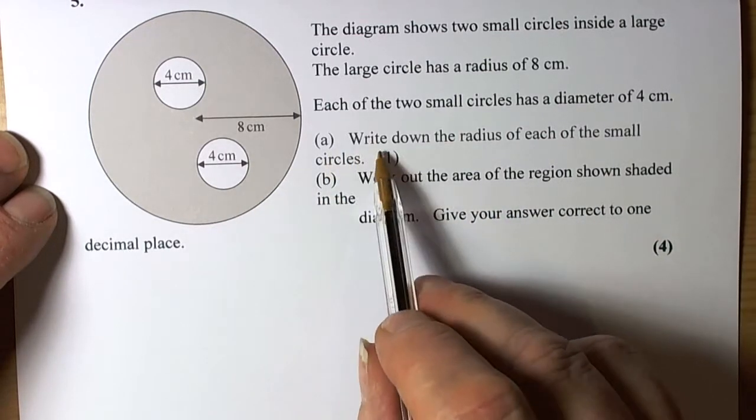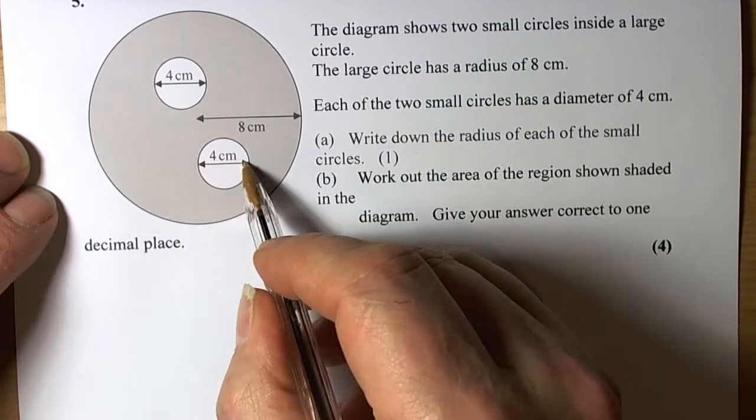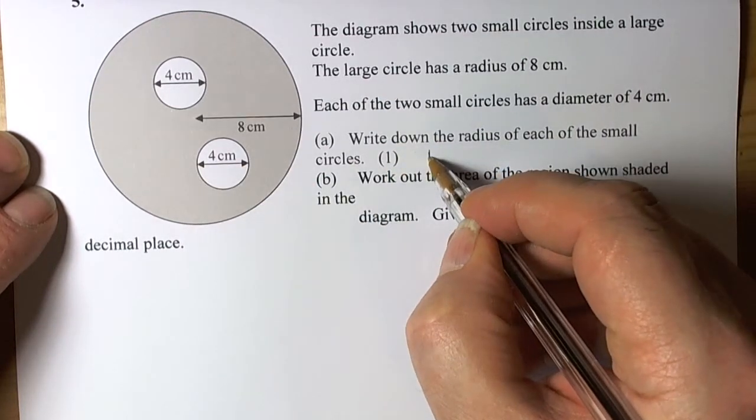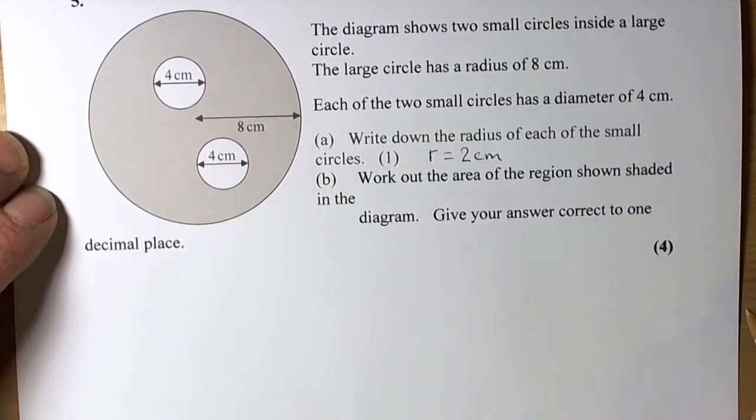So the first part of the question says write down the radius of each of the small circles. Well, we can see that the diameter is 4, and we should realise that the radius is a half of the diameter, so 2 centimetres.